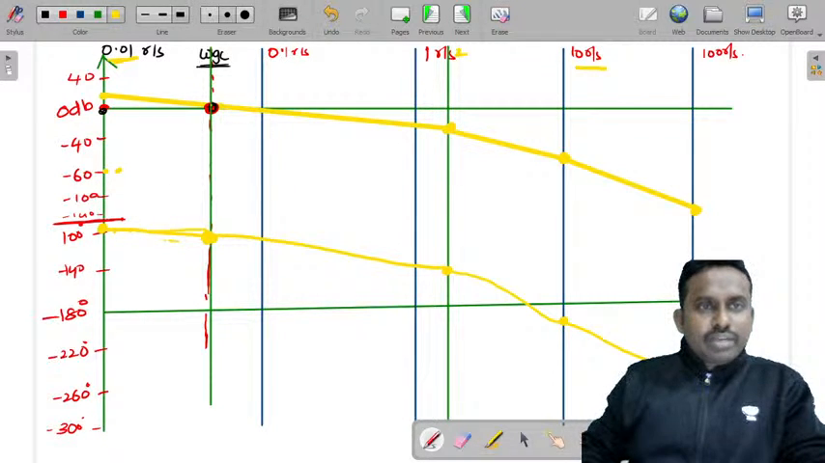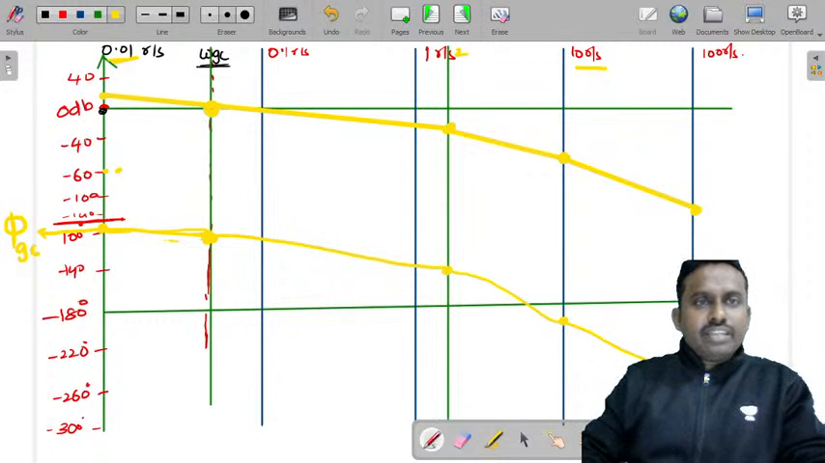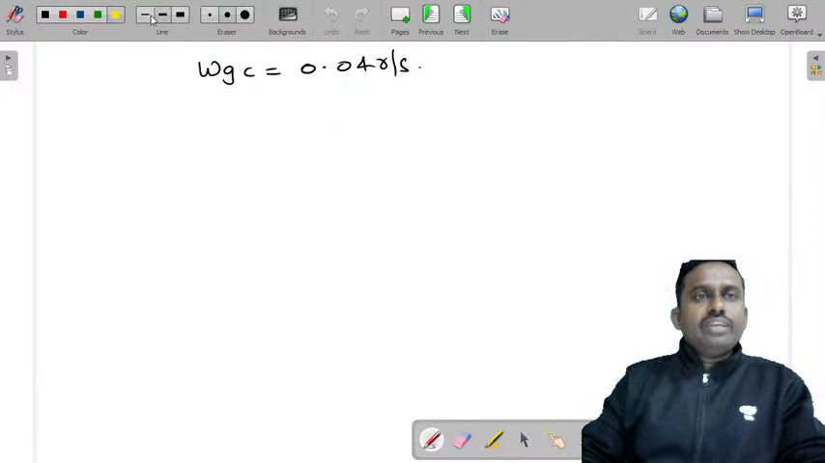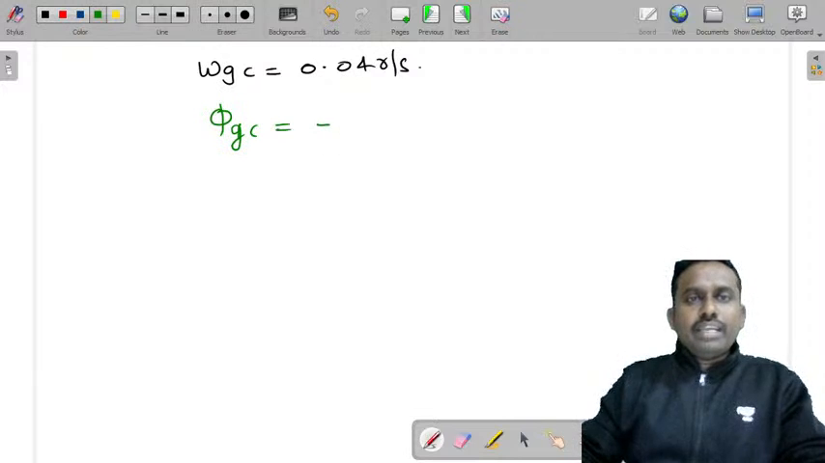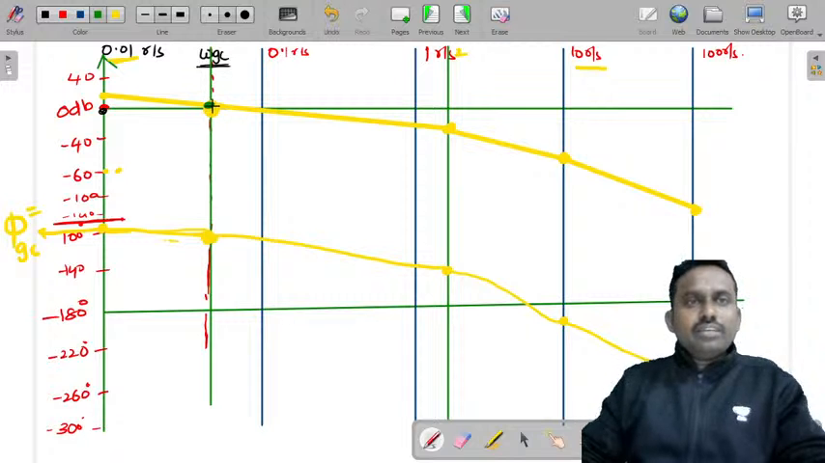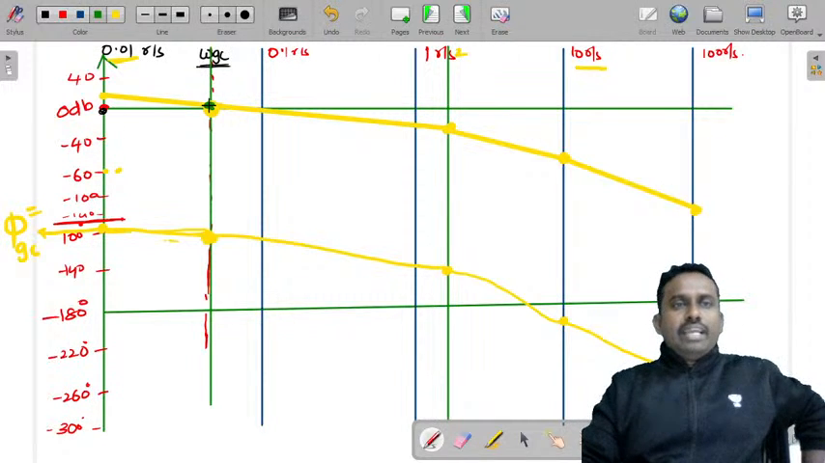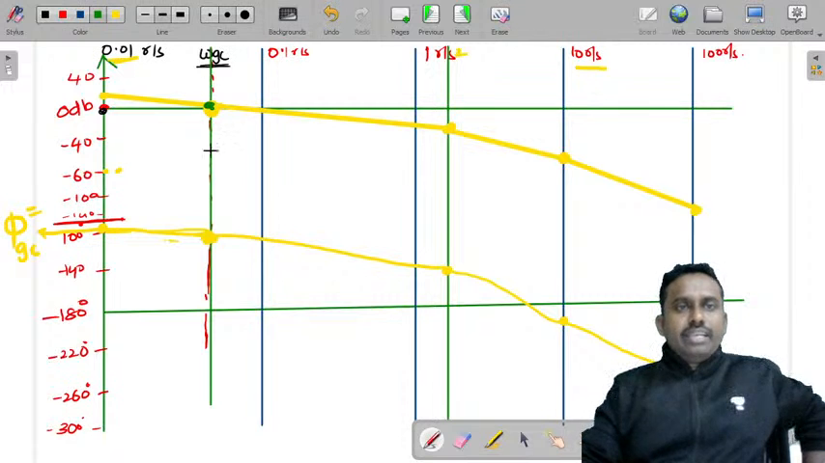it will be approximately, if you do it on an exact graph, this angle is the phase angle at gain crossover, because this is the gain crossover frequency. This will be phi gc, approximately minus 90 degrees. So the 0 dB line is intersecting the magnitude plot at this point. The same line you have to project onto the phase plot and find the angle. If you find this, you'll get phi gc, right?